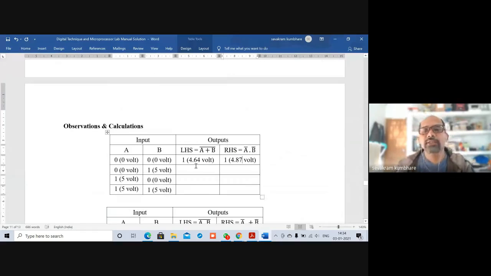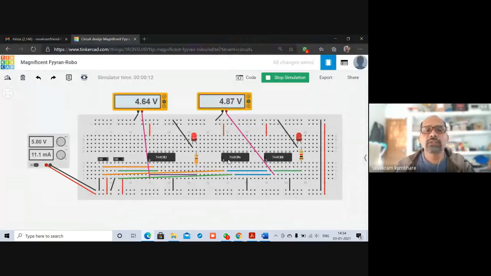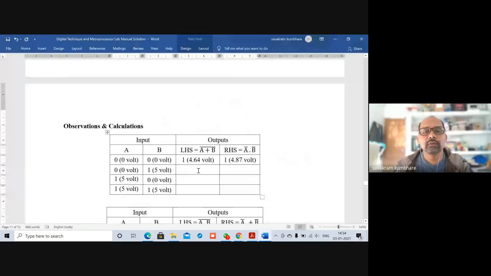This is because of the IC manufacture. This IC is giving some output, and the 7408 IC is producing more output voltage. So that's why we are getting more voltage over here. So these are the voltages. Now what is the next combination? Have you noted down this?